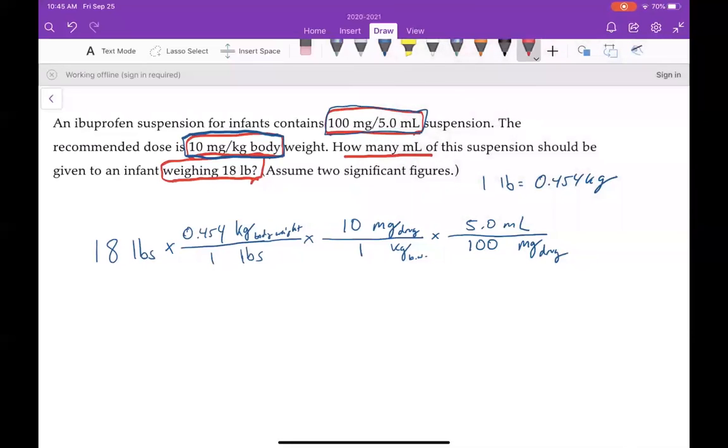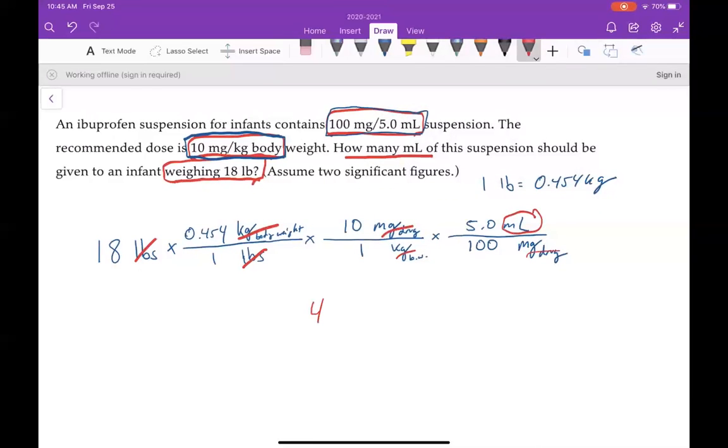So let's just double check. Pounds cross out. Kilograms of body weight cross out. Milligrams of the drug cross out. And I'm left with just milliliters on the top. Okay? So this should be set up right. Now, if I just do this math, we do 18 times 0.454 times 10 times 5 divided by 100. My calculator says this.